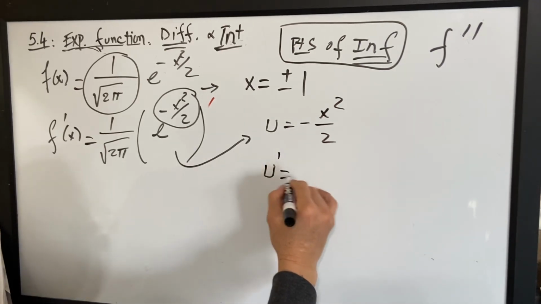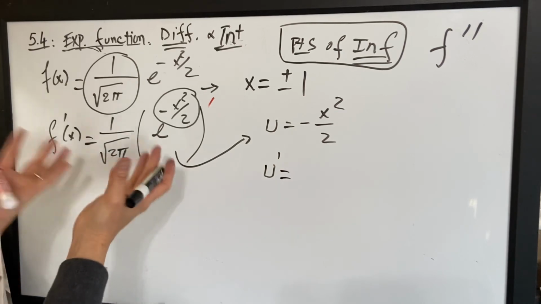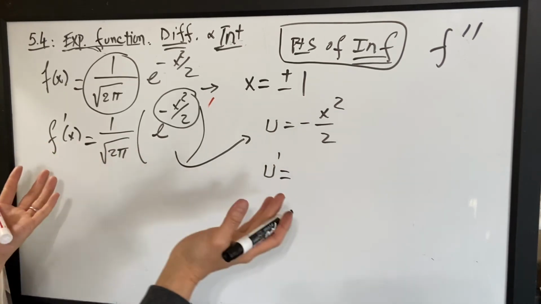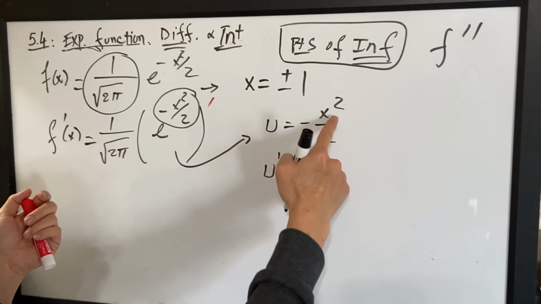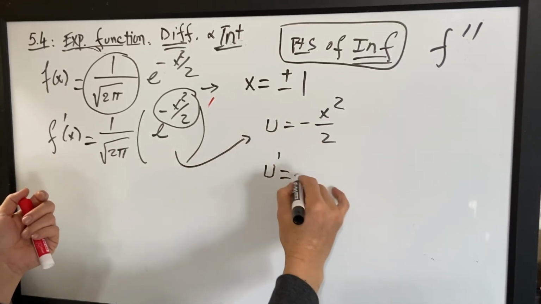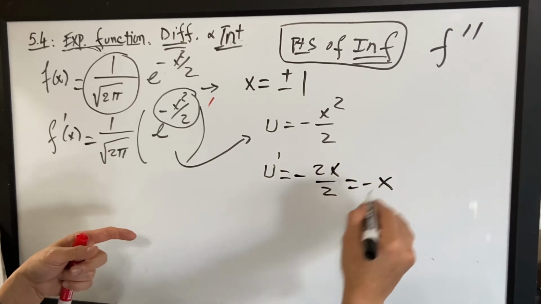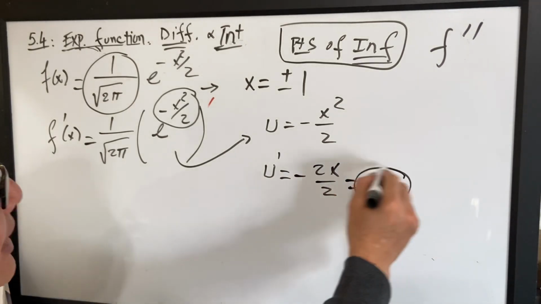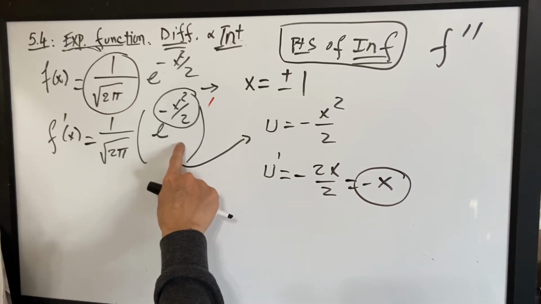What is u prime? Well, it's simple. The problem looks kind of strange, but it doesn't mean it's hard. Just one step at a time. Take the derivative of this. What is it? 2. That's right. 2 times x over 2. What is that? Negative x. Boom, boom, boom. So technically, the job is pretty much done.